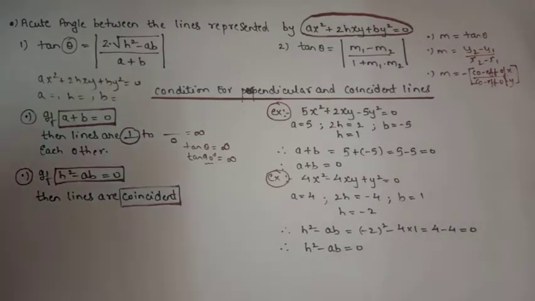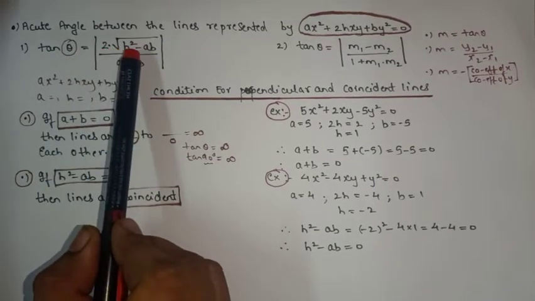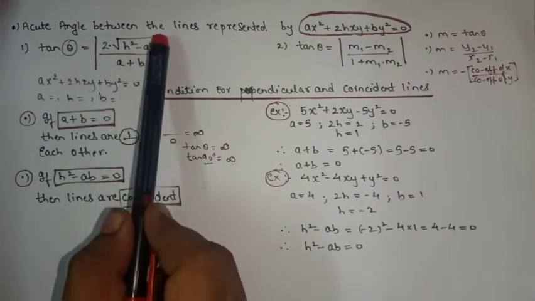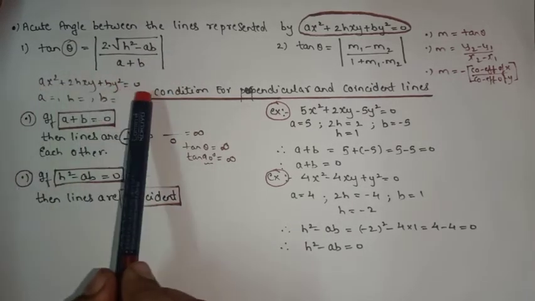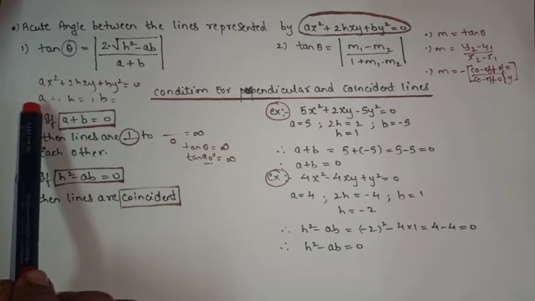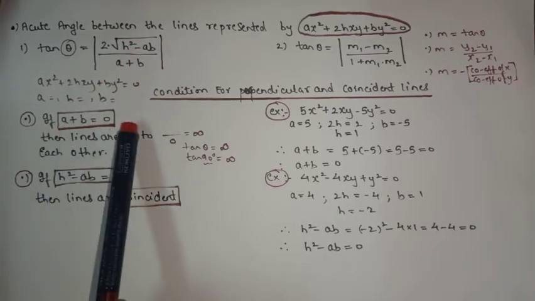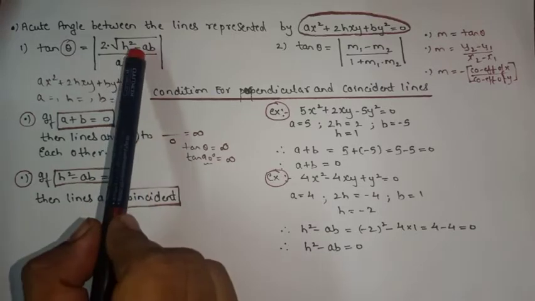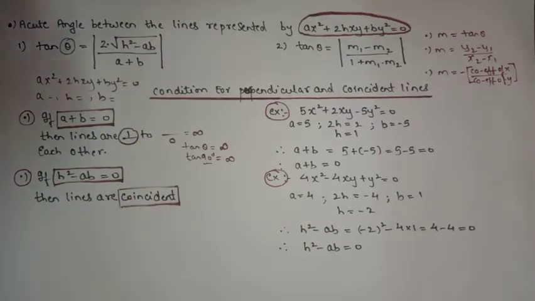So once again I will explain. Here we have formula tan theta equals to 2 root h square minus ab upon a plus b. Okay, inside the mod you will have the equation. Compare the equation, you will get the value of a, h, b. Substitute the value. If a plus b equals to 0, the lines are perpendicular. If h square minus ab is equals to 0, that means lines are coincident.